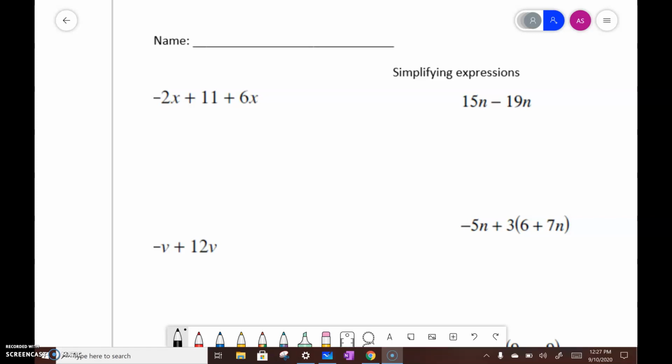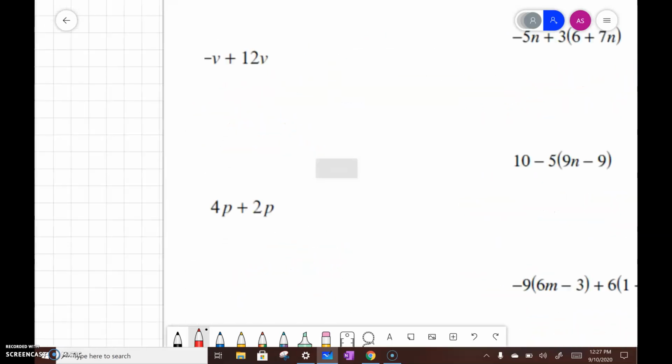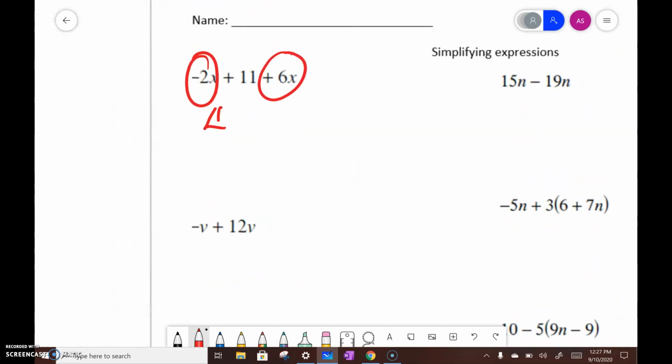So the first thing that you want to know is that expressions are different from equations. So we're not going to be solving, there are no equal signs. We're just going to be simplifying and combining our like terms. So when we look at this first one, we have negative 2x and 6x. When we put those together, that will give me 4x. And then I have 11 left, so I have plus 11, and that's going to be my final answer.